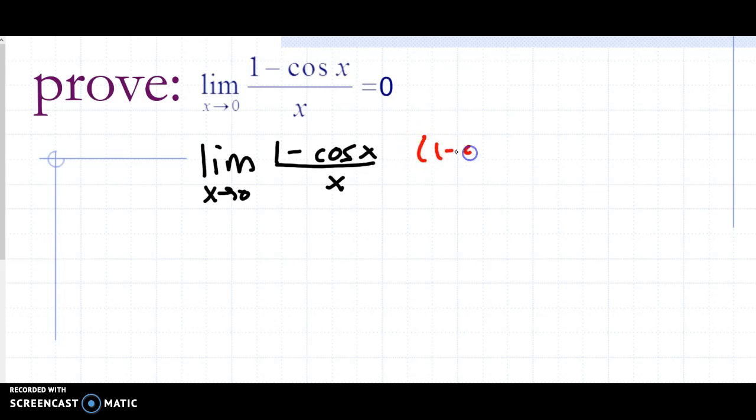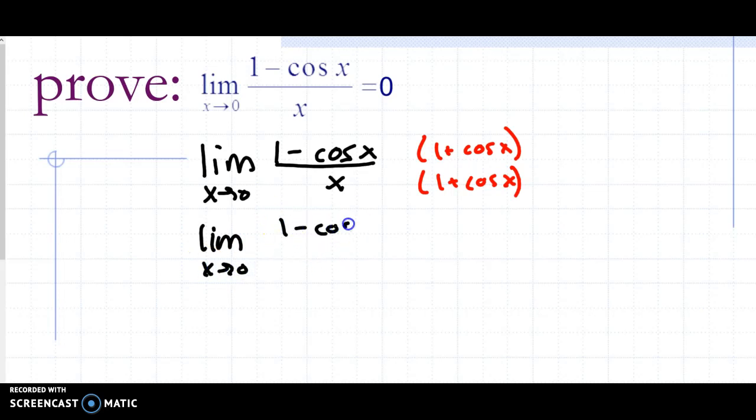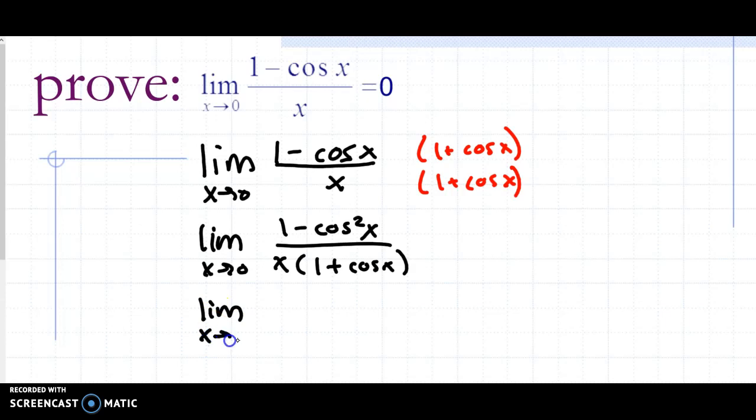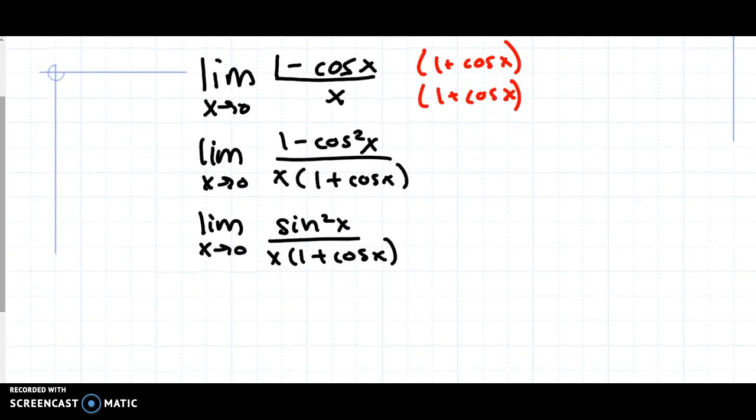So let's start by multiplying by the conjugate of the numerator. Excellent. Now we have the limit as x approaches 0 of 1 minus cosine squared of x all over x times 1 plus cosine of x. I'm going to leave the denominator as 1 plus cosine of x times x, I'm not going to change that. Now, in the numerator, you're like, ooh, I know. You're right. That is one of our trig identities, the Pythagorean identity. We can replace this with sine squared of x, leaving the denominator as is. So far, so good? Wonderful.